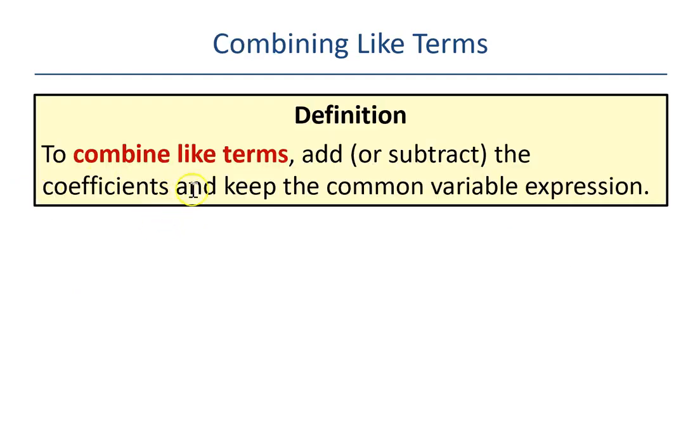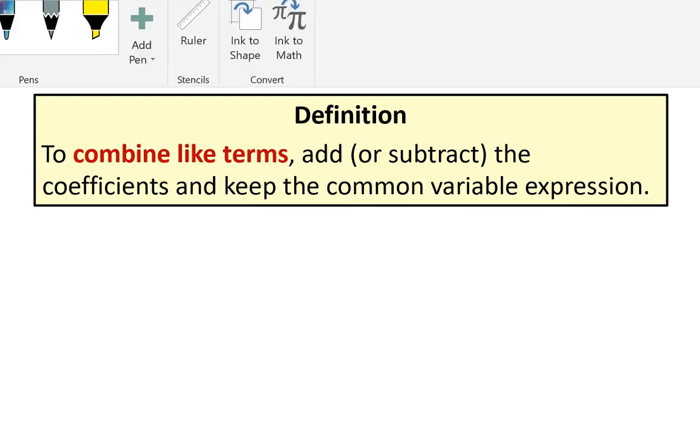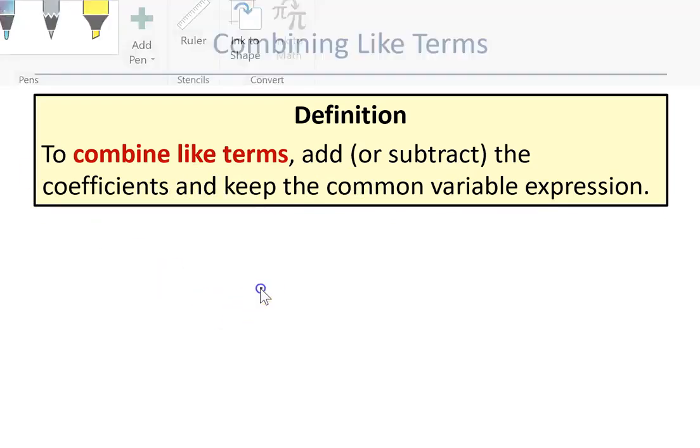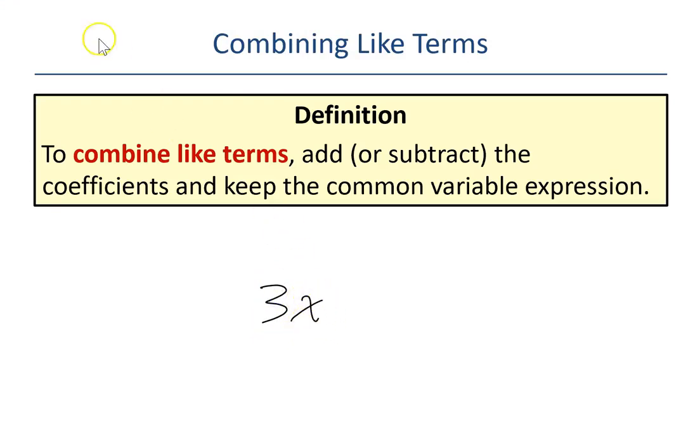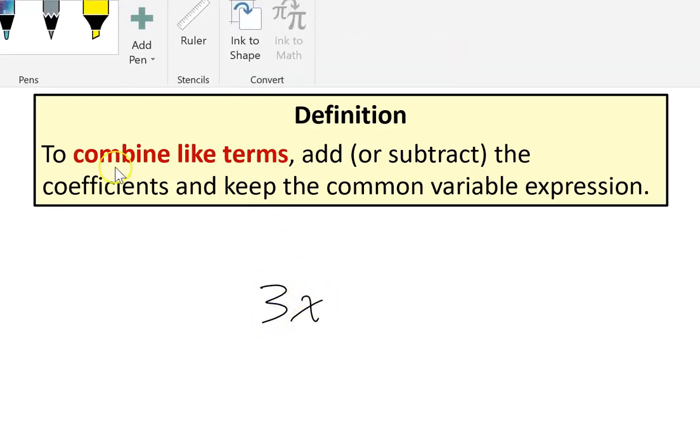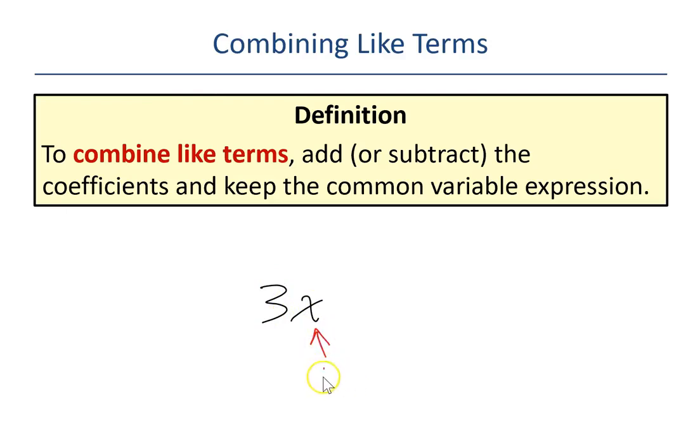To combine like terms, add or subtract the coefficients and keep the common variable expression. I know we're getting a little bit deep into the weeds here, but let's remember, if you have something like 3x, this right here is our variable, and this guy right here is our coefficient. Probably misspelled that somehow, but I'm your math teacher, not your English teacher.